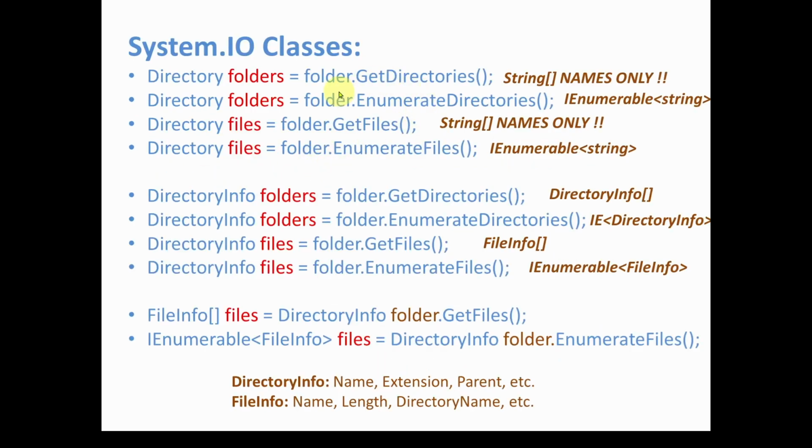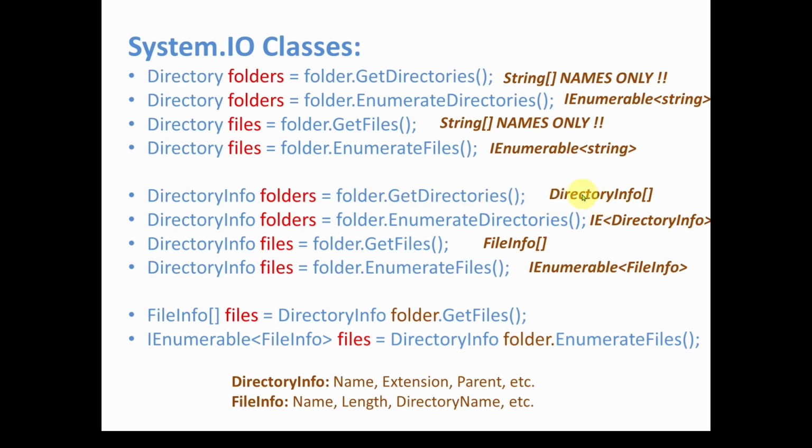Well, if you dig into this a little bit more, the Directory class has a GetDirectories method. However, what it does is it just returns an array of string names of all of the directories. And it also has an EnumerateDirectories, which returns an IEnumerable of string, but again, it's just the names of the directories. And then it's also got in Directory GetFiles, again, arrays of string names and an IEnumerable of string names. Down here, we've got DirectoryInfo. As we said, it looks very similar.